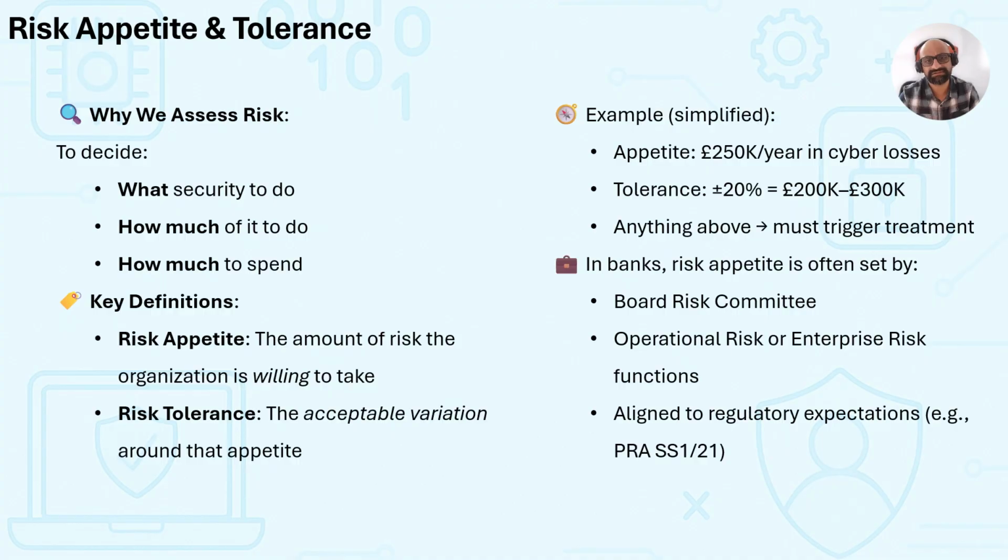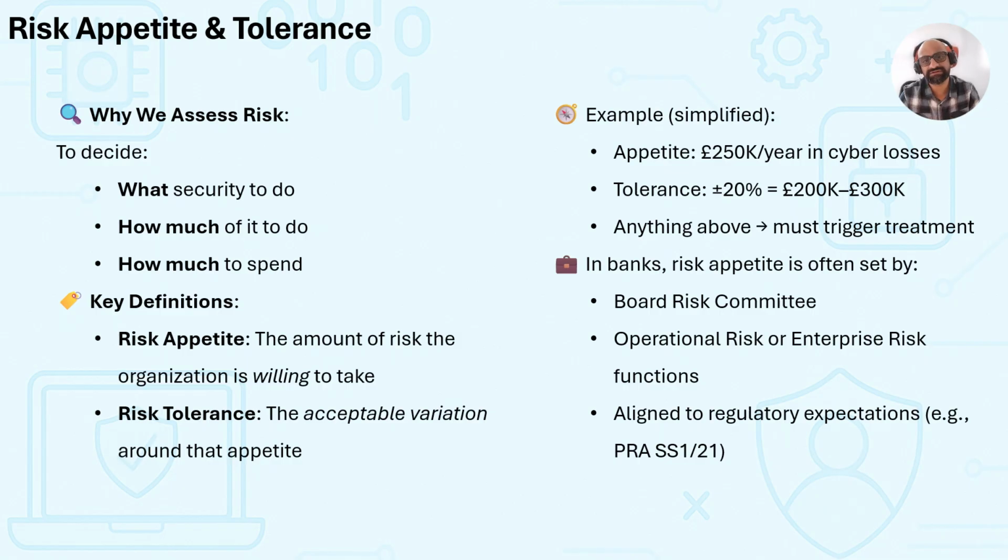Think of it like this. The bank's board might say, we are okay with up to £250,000 in cyber related losses per year, but the risk tolerance band may be set at plus minus 20%. So anything above £300,000 means someone needs to escalate and treat that risk. This is very real in practice.